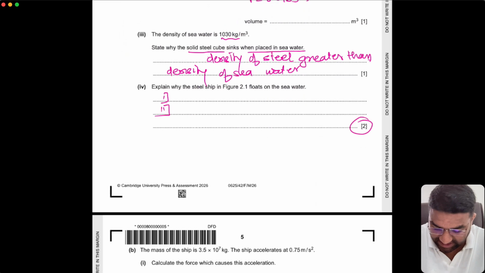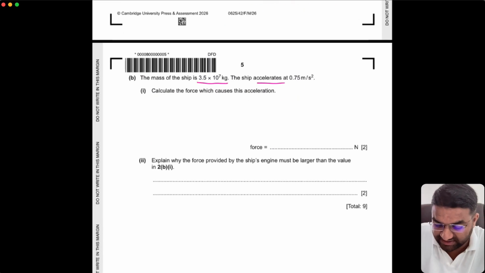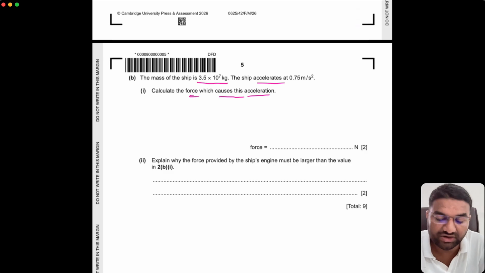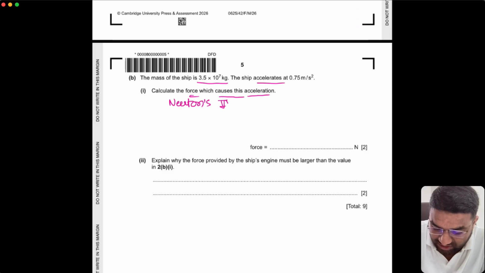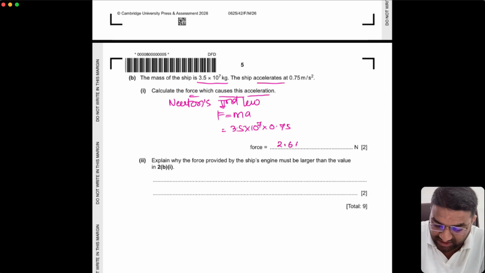Next, the mass of the ship is 3.5 times 10 to the 7 kg. The ship accelerates at 0.75 meter per second square. Calculate the force which causes the acceleration. We have the mass of the ship and the acceleration, and we have to calculate the force. So we use Newton's second law, which says F is equal to ma, where m is 3.5 times 10 to the power of 7 times 0.75 acceleration. If you do the calculation on your calculator, we get 2.625 times 10 to the power of 7 Newton.